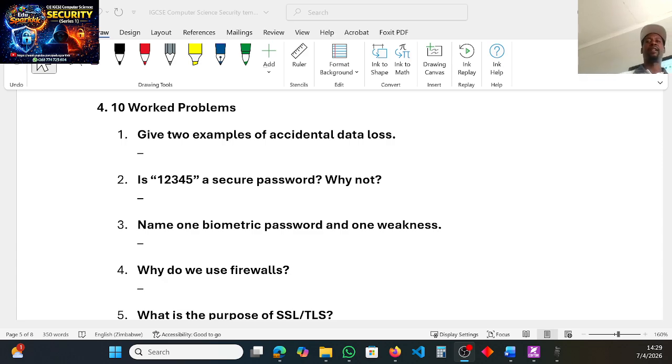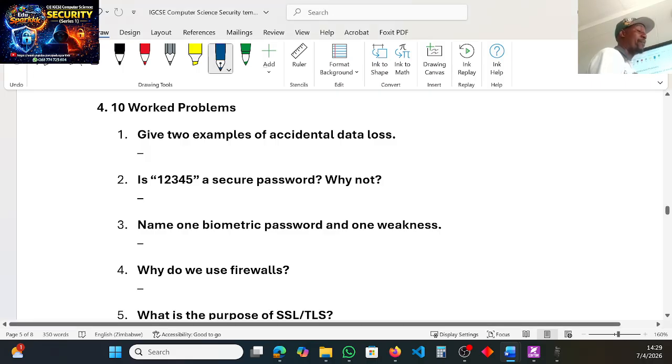Great. Once again, welcome folks to the second part of security within computer systems. This time around, we want to talk about 10 questions, and using the information that we discussed before, let's see how best that information can help us come up with solutions to these computer threat systems. So here we are. First problem, we are interested in two examples of accidental data loss.